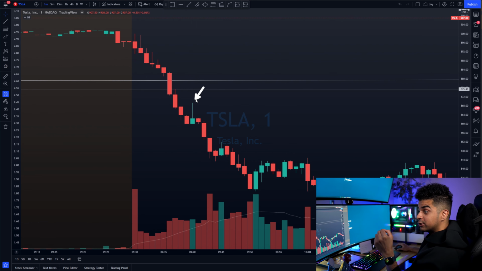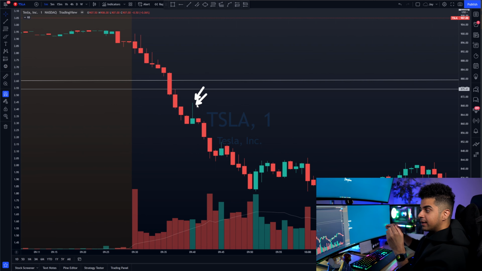I took my position right here at the rejection from 870 because I was looking at the tape. When Tesla went to 869, the ask was at 870, but the buyers were not that strong to push it above 870. I saw a lot of red on the tape, a lot of red on the time and sales, and the big orders going through at the bid. That's why I entered my position on the pullback.